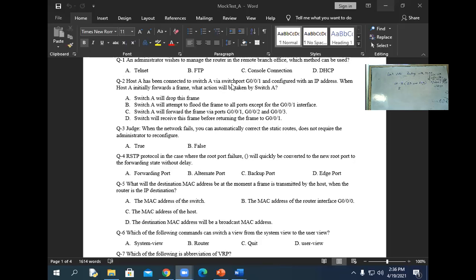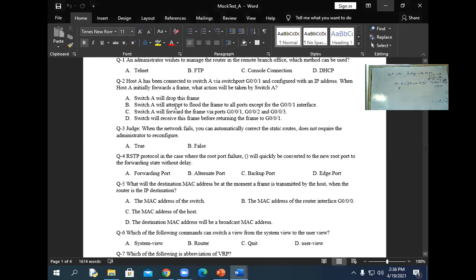Host A has been connected to switch A via a switch port and configured with the IP address. When host A initially forwards a frame, what action will be taken by switch A? So the correct answer is B: switch A will attempt to flood the frame to all ports except this one.